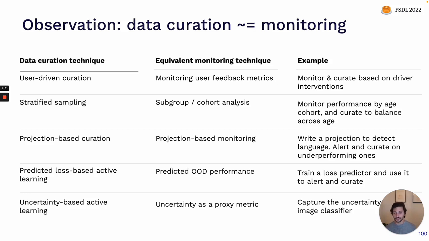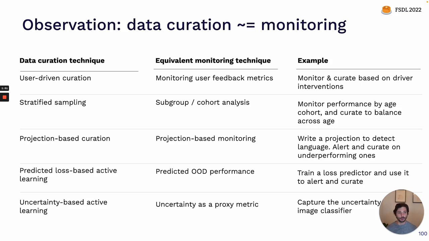So for example, user-driven curation is another side of the same coin of monitoring user feedback metrics. Both of these things look at the same metrics. Stratified sampling is a lot like doing subgroup or cohort analysis, making sure that we're getting enough data points from subgroups that are important, or making sure that our metrics are not degrading on those subgroups.